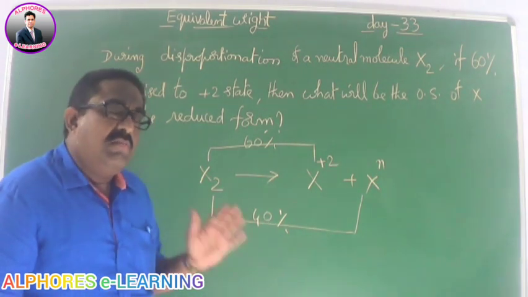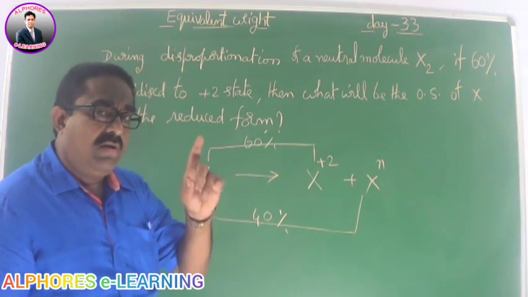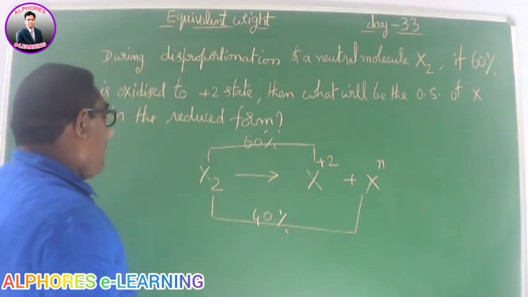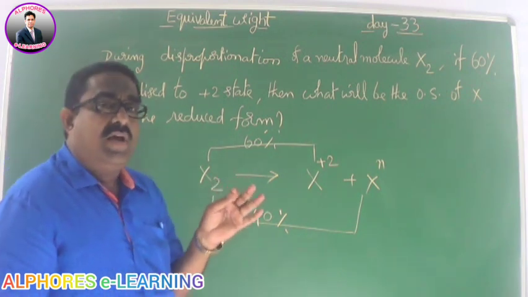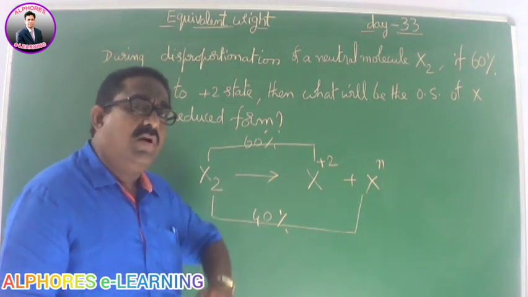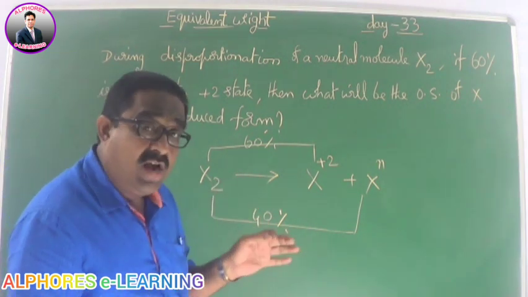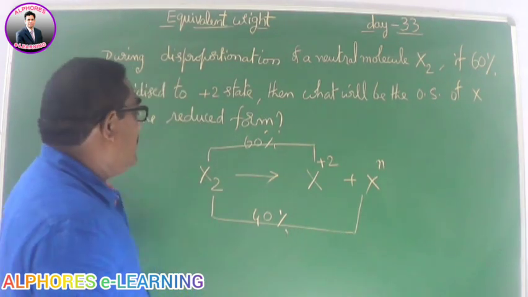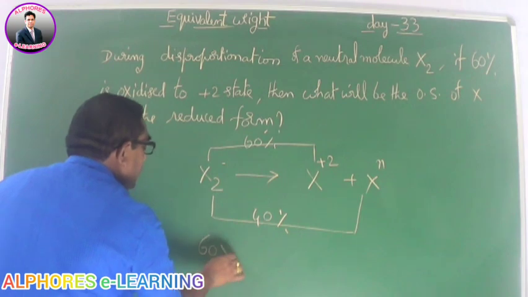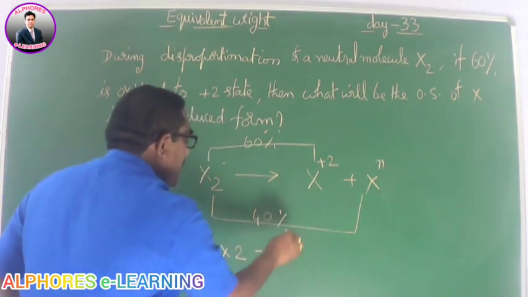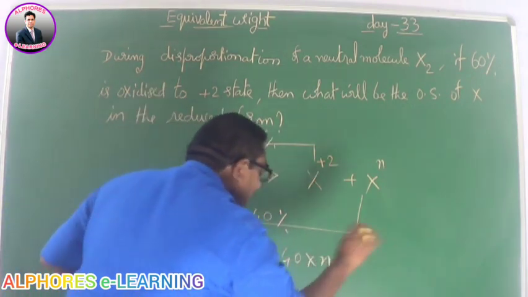We have discussed many examples on a single basic concept, students. Don't forget that. Number of electrons lost by reductant should be equal to number of electrons gained by oxidant. So here the change is 2. So you can write 60 into 2 should be equal to 40 into n. That's it.